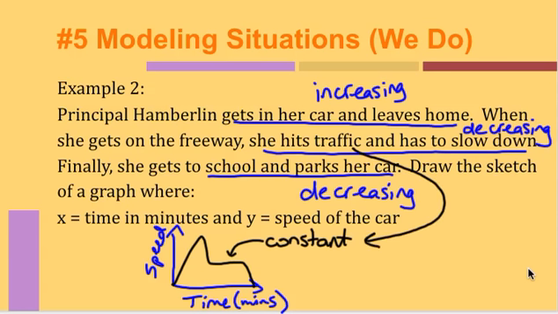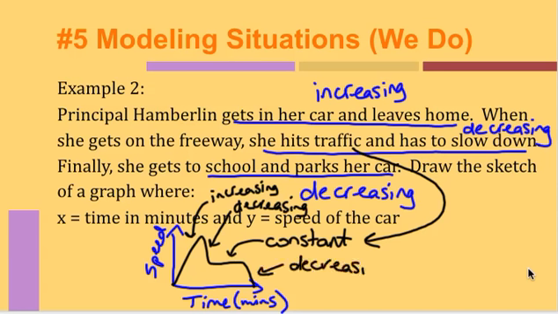So again, this part was increasing. This part was decreasing. The traffic was constant, and then finally it was decreasing again. Here's the next example.